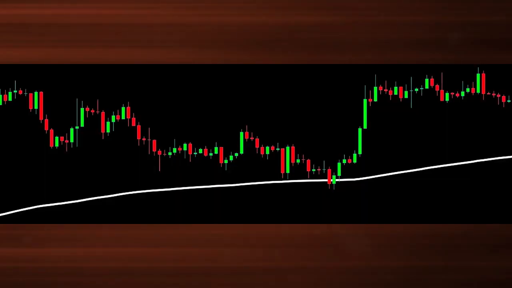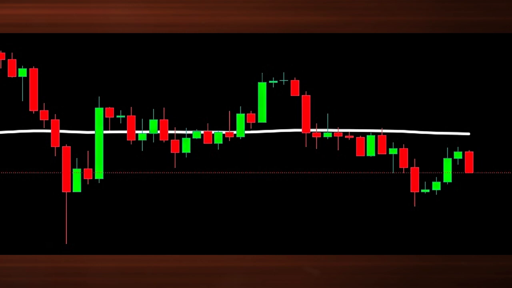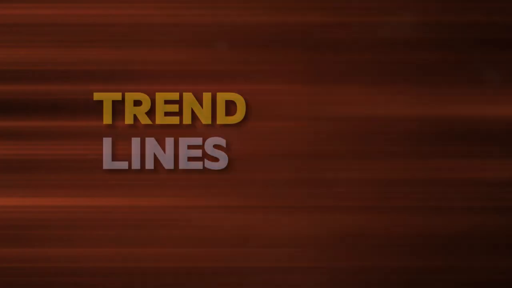Dynamic support and resistance is comparable to support and resistance, but dynamic support and resistance uses indicators such as the moving average to serve as our important levels rather than static horizontal lines.